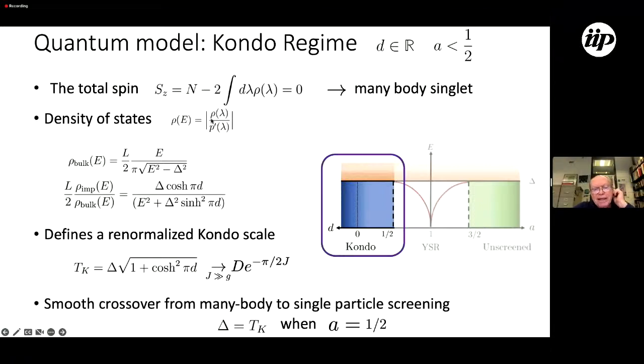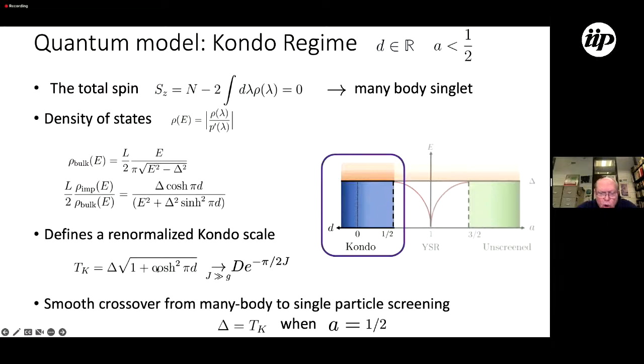We can calculate the density of states. There is rho bulk. This is the typical density of states of a superconductor. And here is the density of states of the impurity divided by the superconductor. And we are going to use this scale to define our Kondo temperature as the scale E, where the density of states goes to half its value. So Tk is of the form delta square root 1 over cosh hyperbolic square pi d. And this is valid over the full regime here, in the deep Kondo or in any regime.